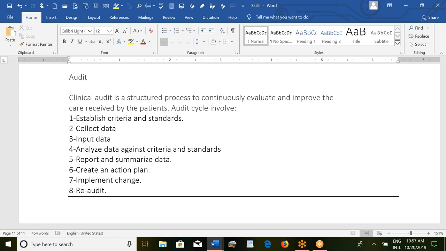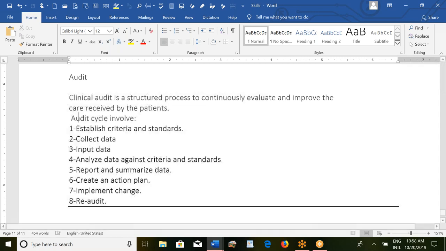So you should say clinical audit is a structured process to continuously evaluate and improve the care received by the patient. So the purpose is to improve provision of care. It is not done to convict someone or to cause any problem for anyone. In the audit cycle, you should establish criteria and standards. What is the problem? Then collect data, analyze data against criteria and standards. Then you should report and summarize your data. Then, in the light of the findings, you are going to create an action plan. Then you will implement change.